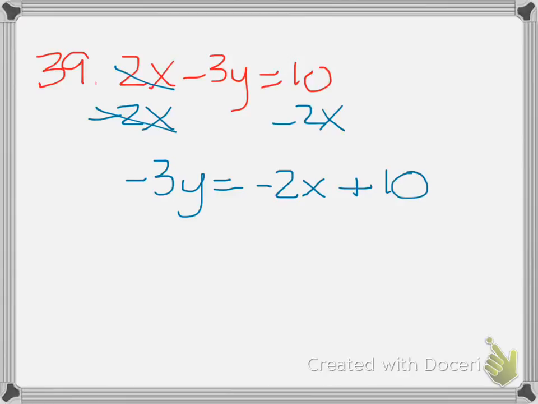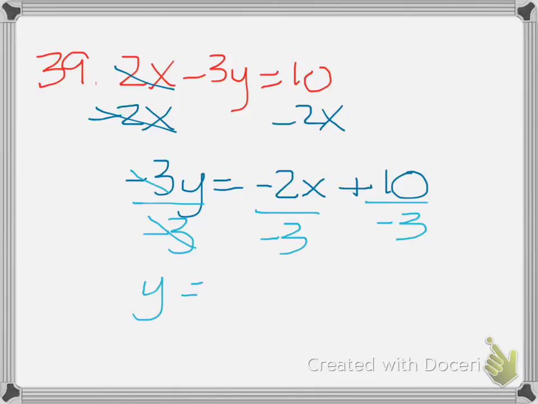Now this is not in slope-intercept form because y has a coefficient of -3. So now what we need to do is divide everything by that -3. So I'm going to divide here by -3. I'm going to divide here by -3. I'm going to divide here by -3. So I end up with y equals, and when I have two negatives like this, I'm going to change it to positive 2 over 3x, and then I'm just going to leave this as 10 over -3. So plus 10 over -3.